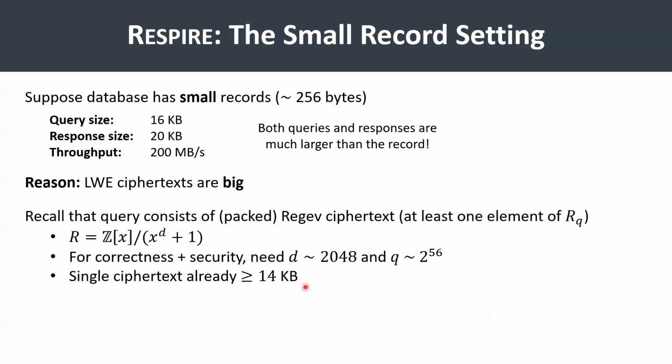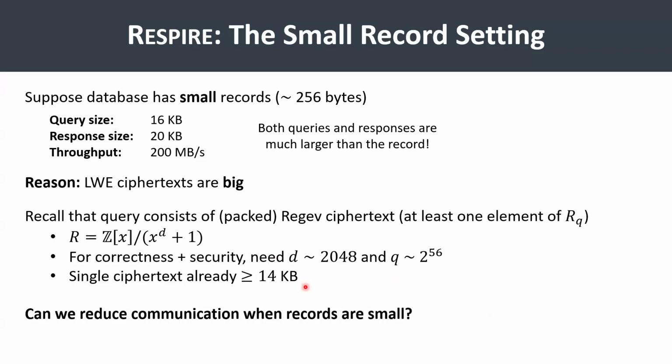So the question is, okay, what do we do? Can we get small communication when the records are small? It's also the case with the response size, right? The response is a ciphertext. I need it to be secure, right? The server shouldn't learn what it is. So it seems like, for both the size of the query and the size of the response, the lower bound with a lattice-based construction is 14 kilobytes of query, 14 kilobytes of response. I need to communicate a single ciphertext.